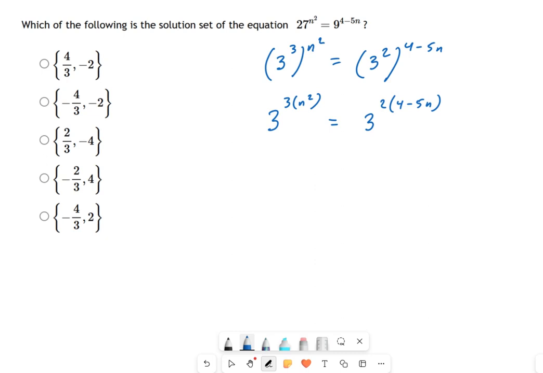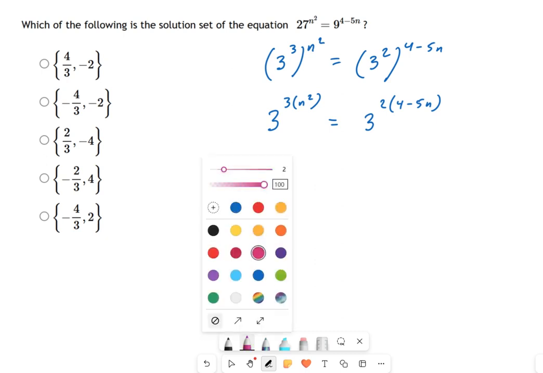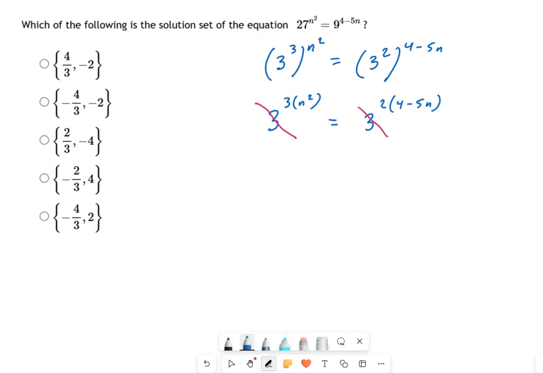Now, the exponent is ugly. I'll grant you that one. But it is a single exponent, and that means we can come in here and do this. It almost feels like cheating. It makes it so easy. Just cross out the bases. Okay, because if 3 to a number equals 3 to a different number, those exponents have to be the same. Otherwise, this equation won't work. So that means 3n squared equals 2 times 4 minus 5n.